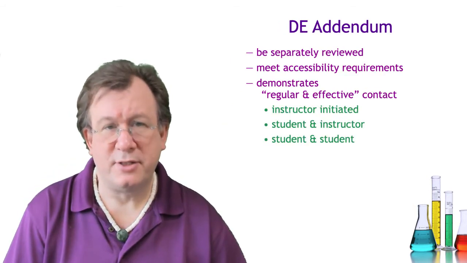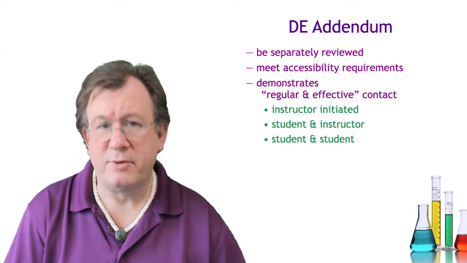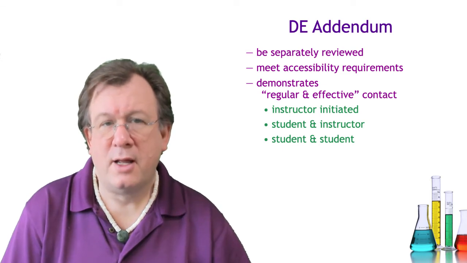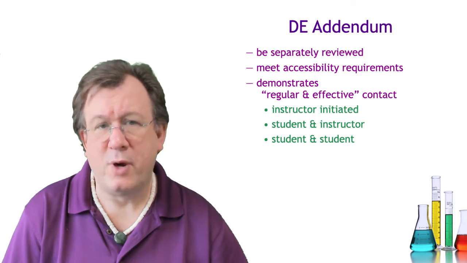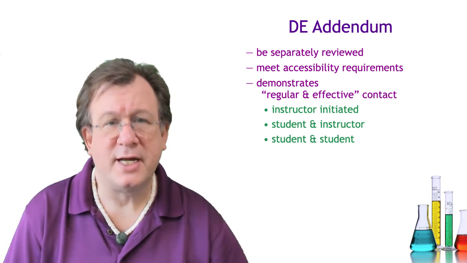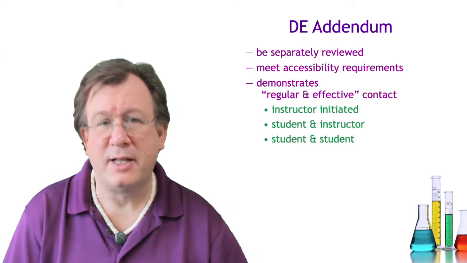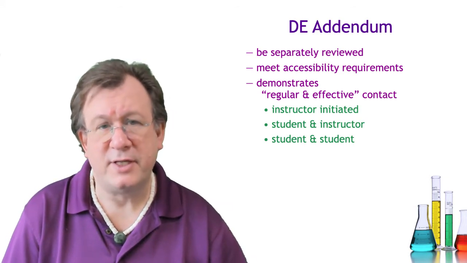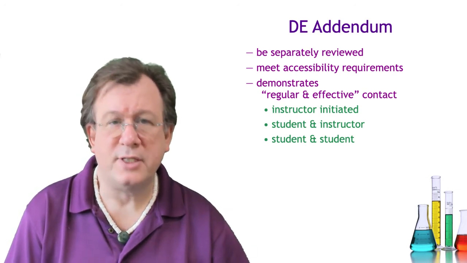All of the aspects that are described in that DE addendum are part of the overall course and need to meet federal requirements for accessibility. The facets of your class that are described in that DE addendum also need to meet the requirement of regular and effective contact. It's expected that the instructor will have the same level of contact with students and that students will have the same level of contact with each other in a face-to-face or online class. Your DE addendum should demonstrate that you have regular and effective contact initiated by the instructor, both instructor to student and student to student.